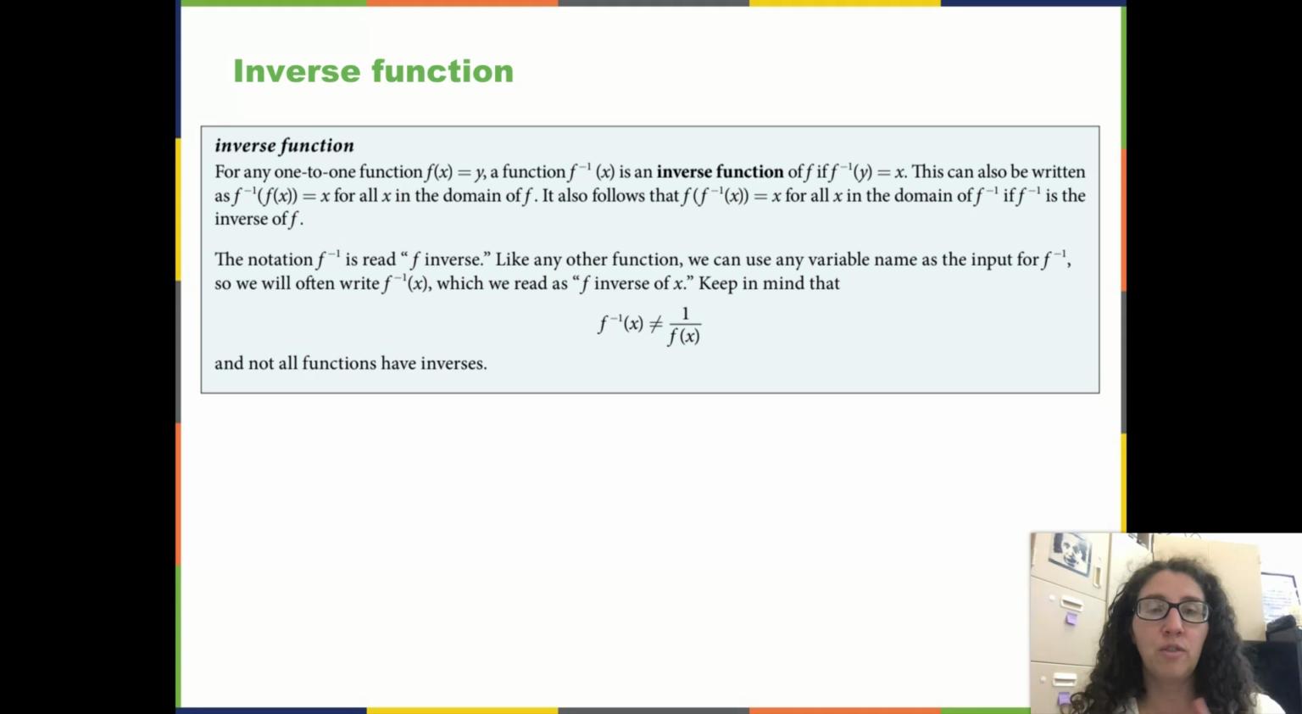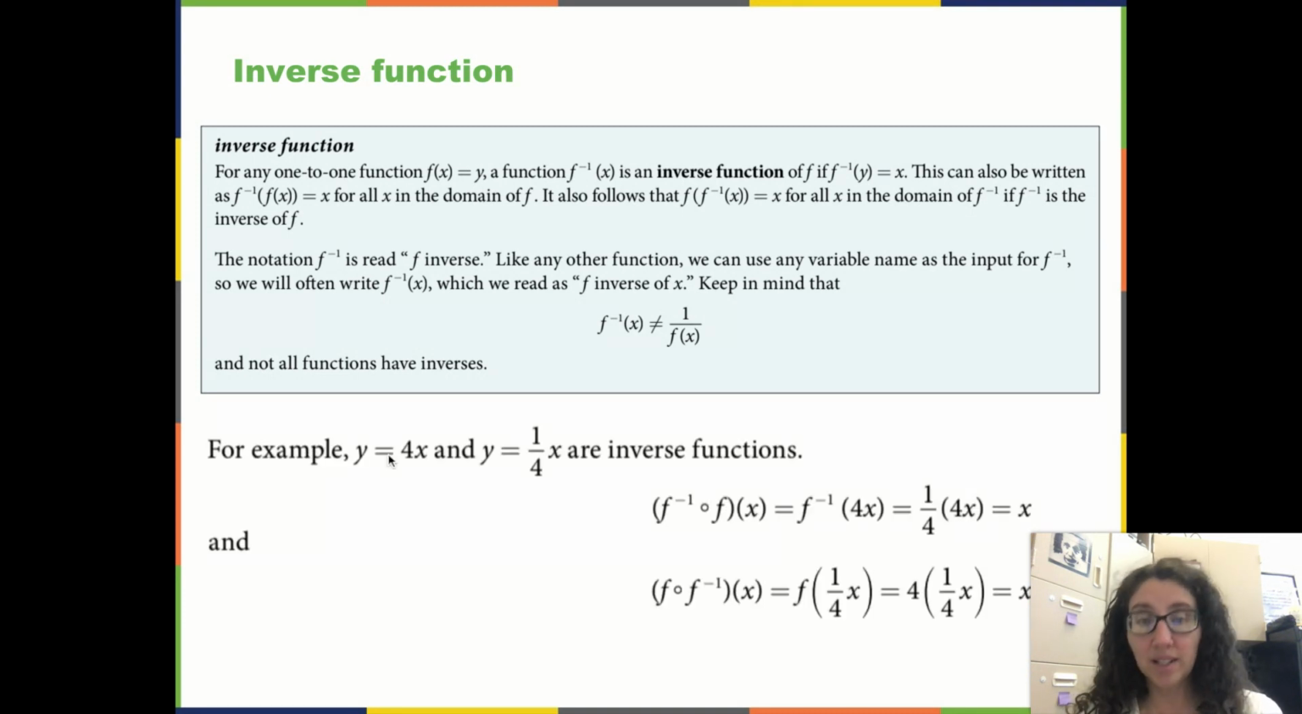A one-to-one function means that for every input, there's only one output, right? Why would that be important? Let's keep thinking about that. In order for something to be a function, for every input there can only be one output, right? Well, we're kind of going the other direction, and we want the other direction to also be a function, okay? So in order for a function to have an inverse, it has to be one-to-one. Okay, that's an important idea.